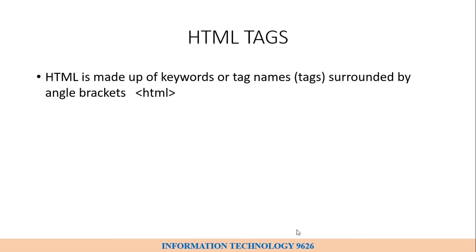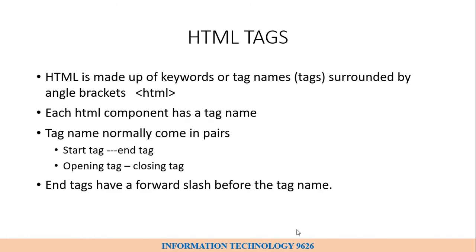HTML tags. All HTML documents are made up of HTML tags. HTML is made up of keywords, also known as tags, which are surrounded by angled brackets, as you can see here. We will see more examples when we start creating our HTML documents.